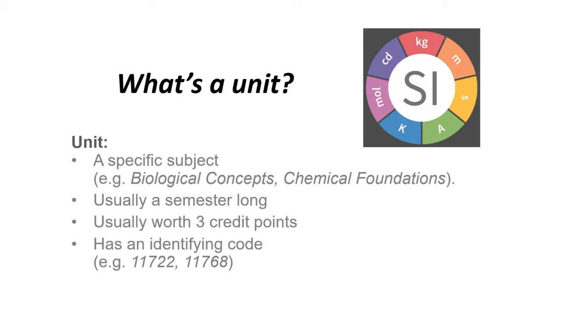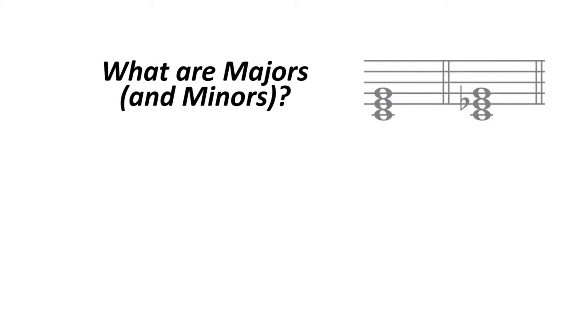Each unit is usually a semester long, and it is usually worth what we refer to as 3 credit points. So technically at the end of your degree, you don't complete a certain number of units or a certain number of years or anything like that. You complete a certain number of credit points. So biological concepts is worth 3 credit points. At the end, you need to have 72 credit points. Okay, so that's a unit.